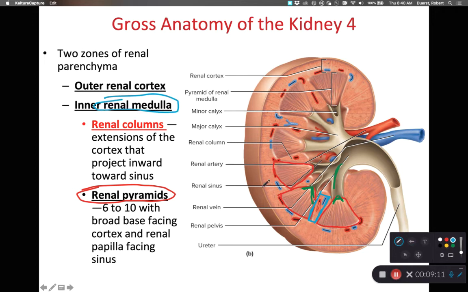As we look at renal columns, the renal columns are primarily going to serve to ferry blood, carrying blood towards the cortex and carrying blood from the cortex. Whereas the renal pyramids are going to primarily function to send urine towards the renal sinus.